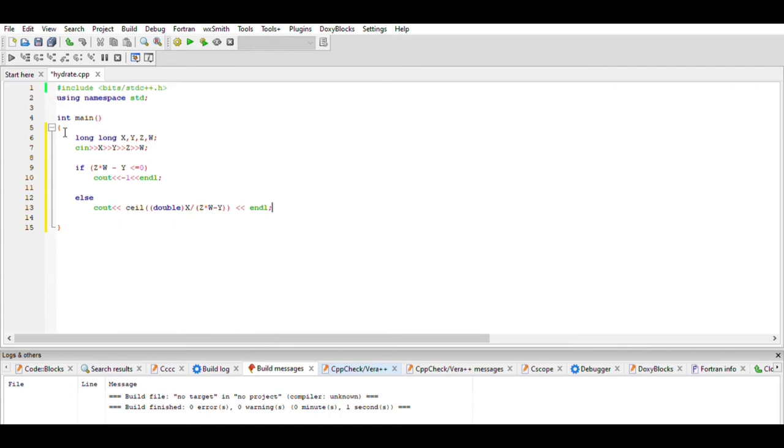All right, so after this we have this Z into W minus Y in the denominator, so this is the at most difference that we're going to get, right? So now what this formula does is it returns the minimum number of steps required to reach the exact difference of W, right? So the time complexity is of the order 1 because there are no loops or recursions involved, right?